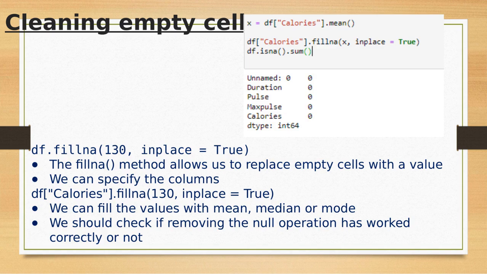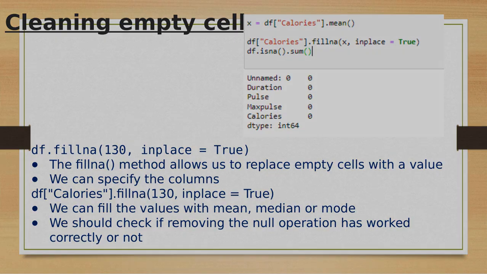Similarly, we can replace missing values using mean, suitable for normally distributed numerical data; median, preferred when the data contains outliers; mode, commonly used for categorical data. After replacing the missing values, we should always verify that no null values remain, using df.isna().sum(). If every column shows 0, it means all missing values have been handled successfully.